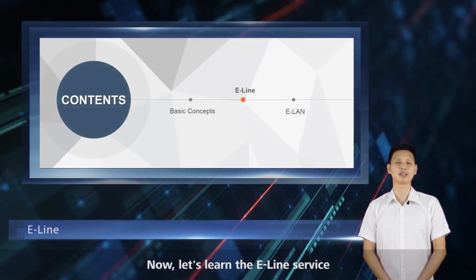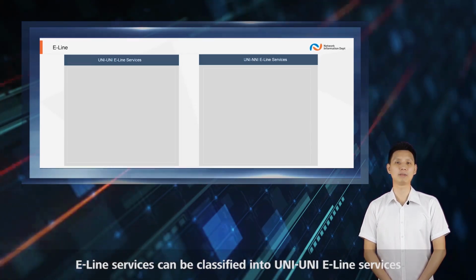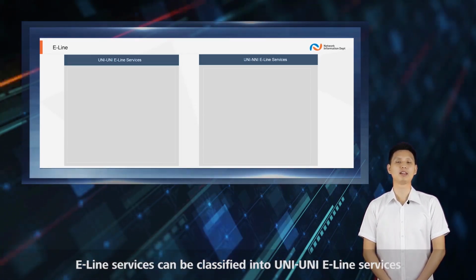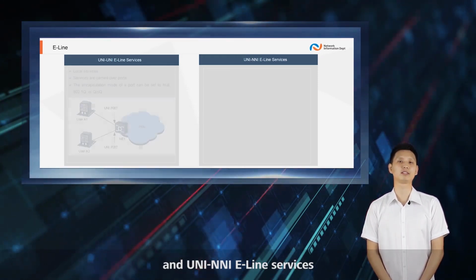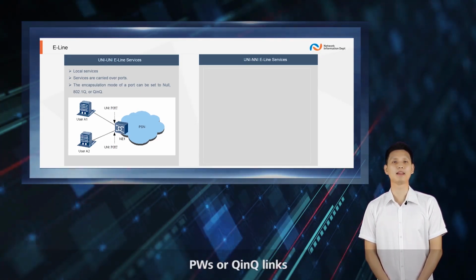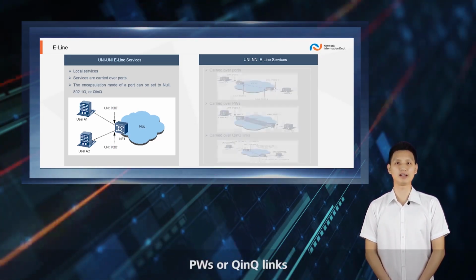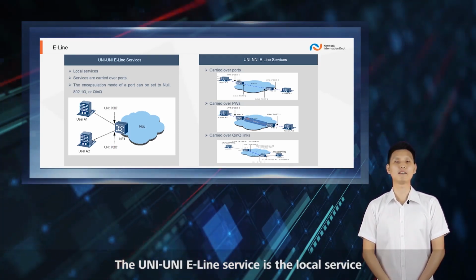Now let's learn the eLine service. eLine services can be classified into UNI eLine services and UNI NNI eLine services. UNI NNI services can be carried over ports, PWs, or Q-in-Q links. The UNI eLine service is the local service.